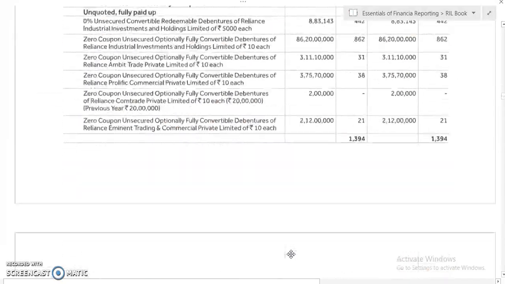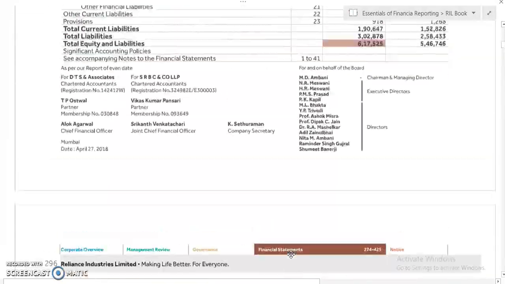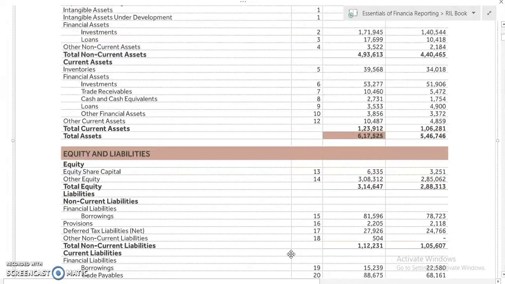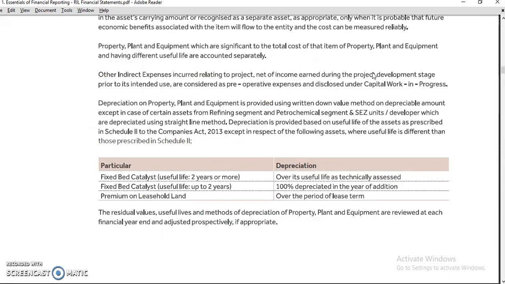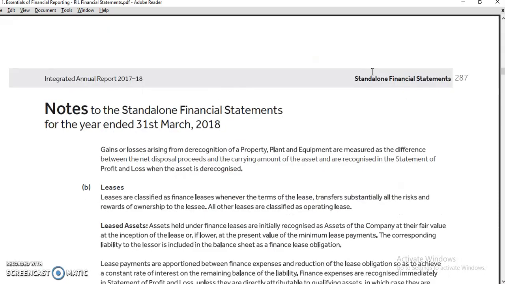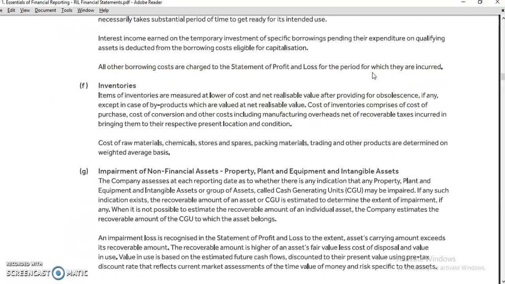Now we look into the current assets here. The current assets are inventories. Inventories also have valuation. So if you want to know how the inventories are valued, where will you go to see the value? So here we will go again. We will look into their notes of accounts, and then we will see that the inventories are measured at lower of cost or net realizable value, or after providing for obsolete stock. So this is the way they are describing how they have valued the assets.